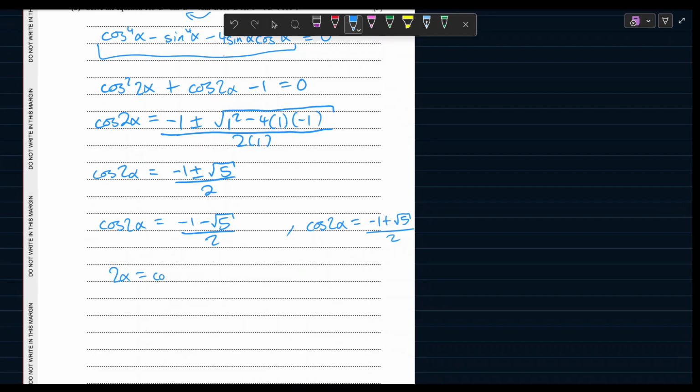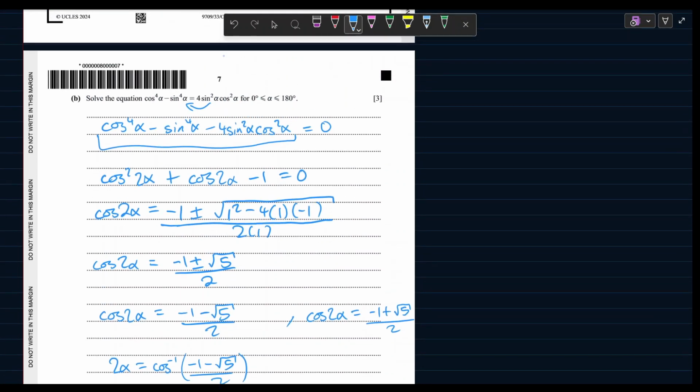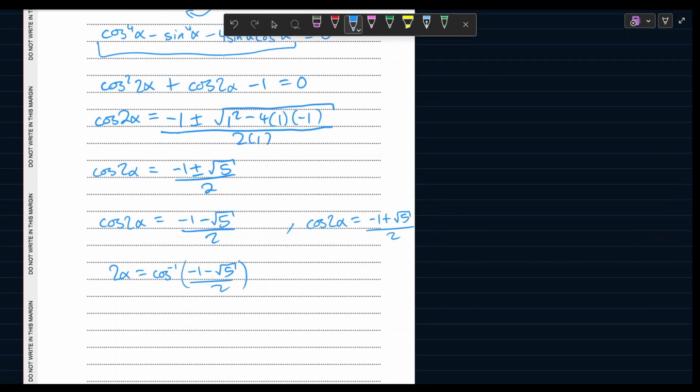Here we get that 2 alpha is arc cos of minus 1 minus root 5 over 2, and we are in degrees. So our principal value here, PV, is equal to, make sure your calculator is in degrees, arc cos of minus 1 minus root 5 over 2, and that gives us an error. So here we get alpha is no solutions. I'm assuming this is because this number is smaller than minus 1. Let's just check. Negative root 5 over 2.